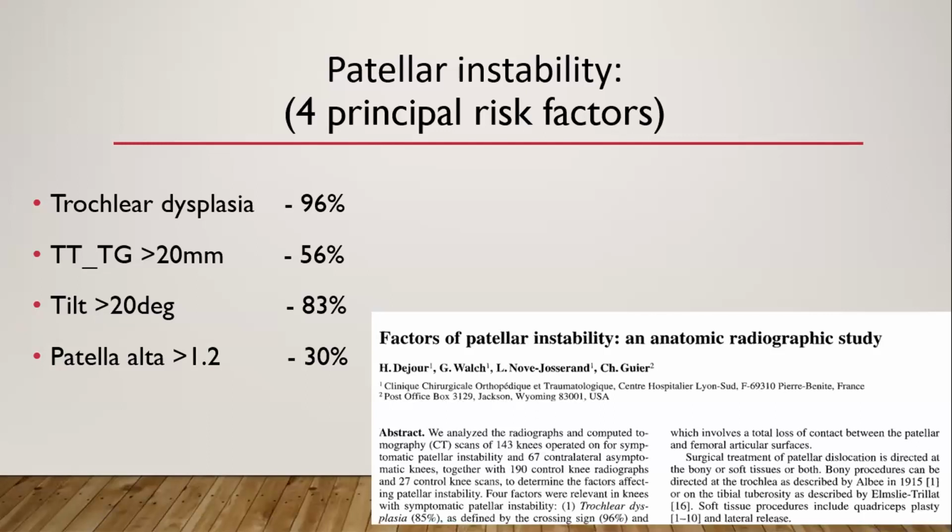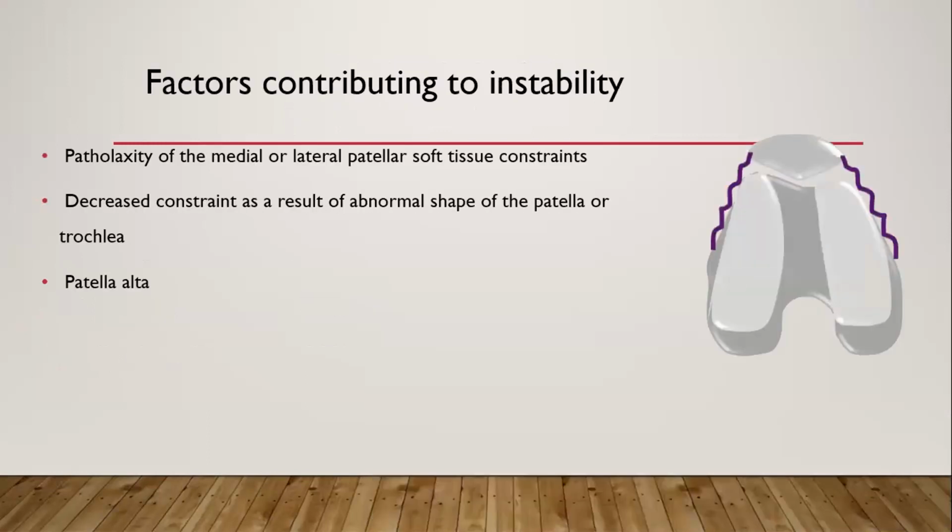So Dejour in 1998 found there are 4 principal risk factors for patellar instability: trochlear dysplasia in 96%, increased TT distance of more than 20 mm in 56%, increased patellar tilt of more than 20 degrees in 83%, and increased patellar height, that is more than 1.2 ratio. The factors contributing to instability are patholaxity, that is either too tight or too lax medial or lateral patellar soft tissue constraint, and decreased constraint in case of abnormal shape of the patella or trochlea, and also in case of increased patellar height.